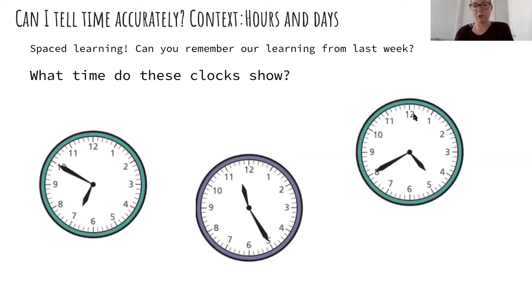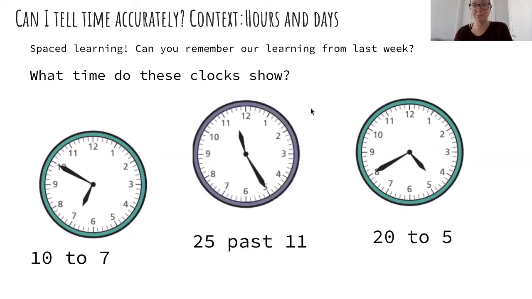This one, oh, I know this one is one of my 2 times. And how many minutes are left until 5 o'clock? There are 5, 10, 15, 20. There are 20 minutes left till 5 o'clock. So this time is 20 to 5. Hopefully you remembered those from last week and you've been practicing telling the time.